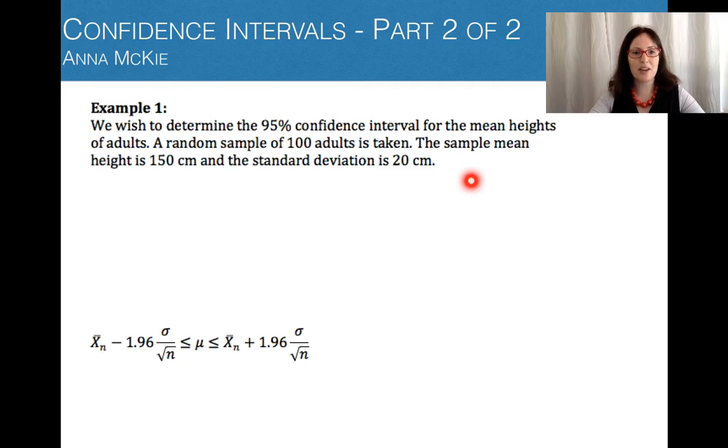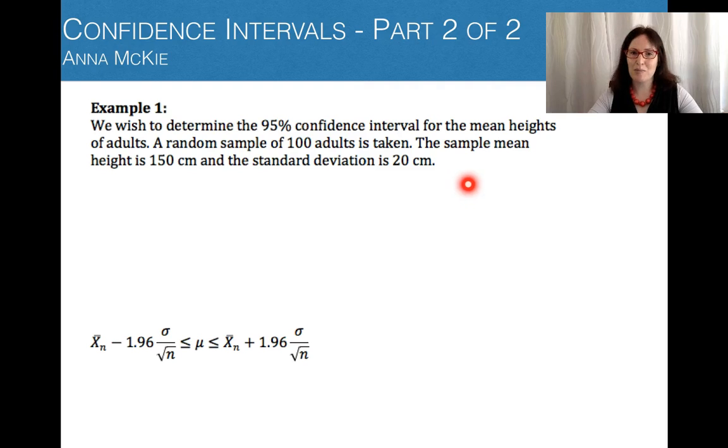Our first example here, we wish to determine the 95% confidence interval for the mean heights of adults. So how could you work that out? You would have to survey every single adult and find their height and take the average of that. But that's not going to be possible.